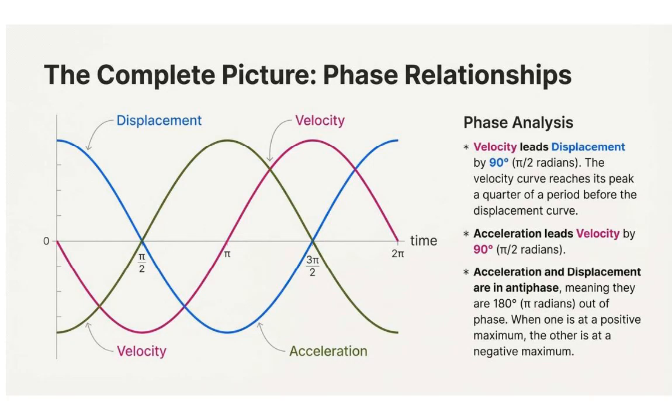Here we see how displacement, velocity, and acceleration relate to each other over time in a cycle. Velocity leads displacement by 90 degrees, which means the velocity reaches its peak before displacement does. Similarly, acceleration leads velocity by the same amount. Importantly, acceleration and displacement are in antiphase, so when acceleration is at a positive maximum, displacement is at a negative maximum, and vice versa. These phase differences help us understand how these quantities change in relation to each other throughout the motion.